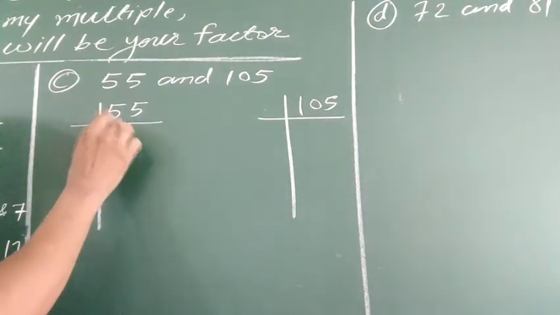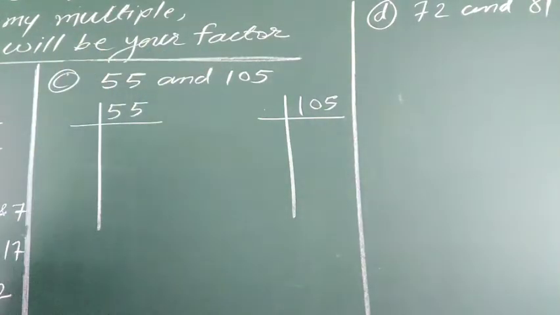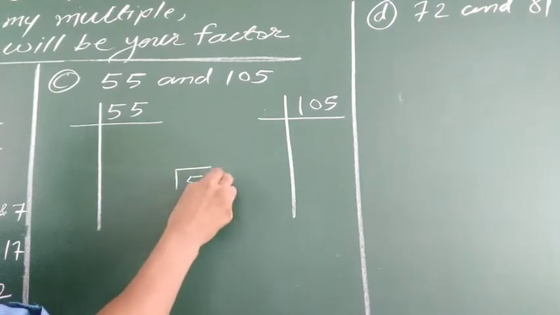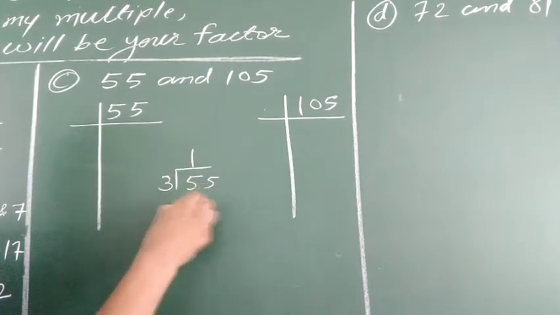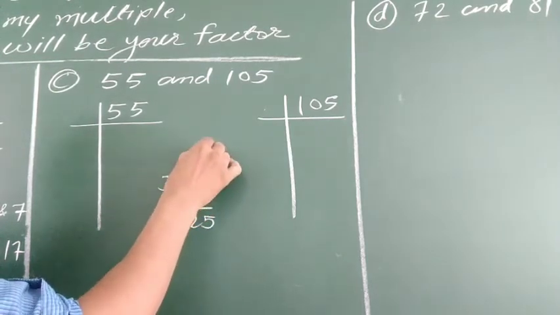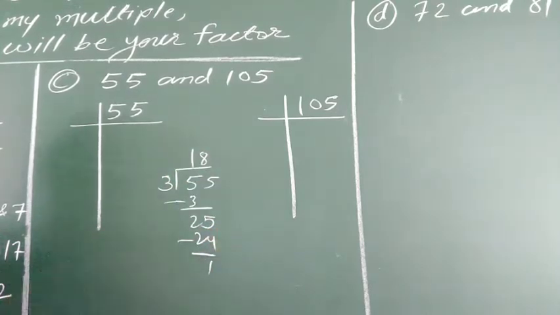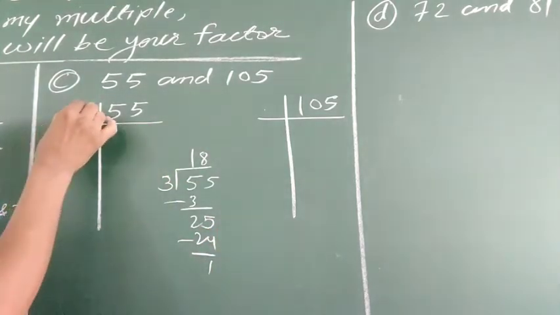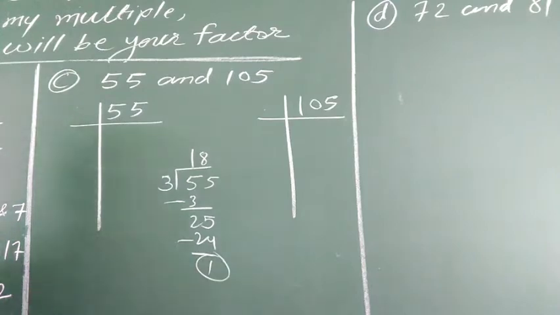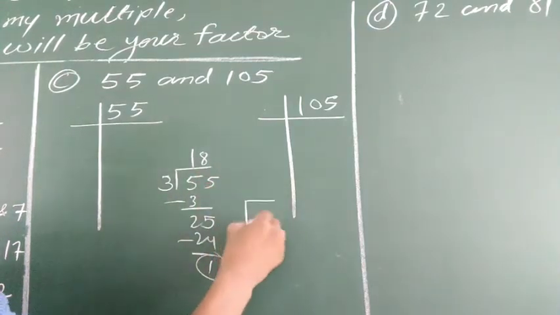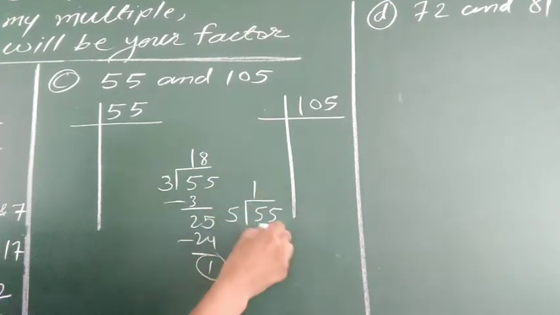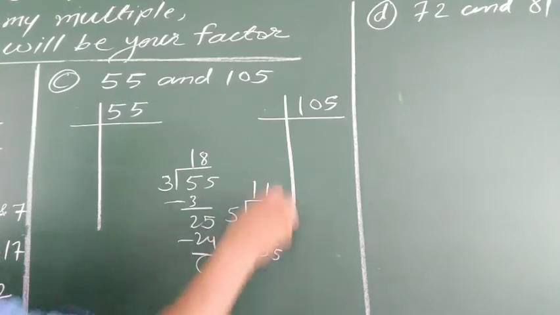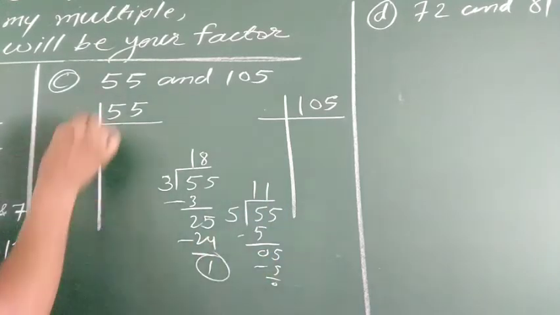See, it is an even number, not exactly divisible by 2. Now try with 3. 3 1s are 3, 3 8s are 24. Now see, it is not exactly divisible by 3. So we will try now with 5. 5 1s are 5. Okay, so it is 5.